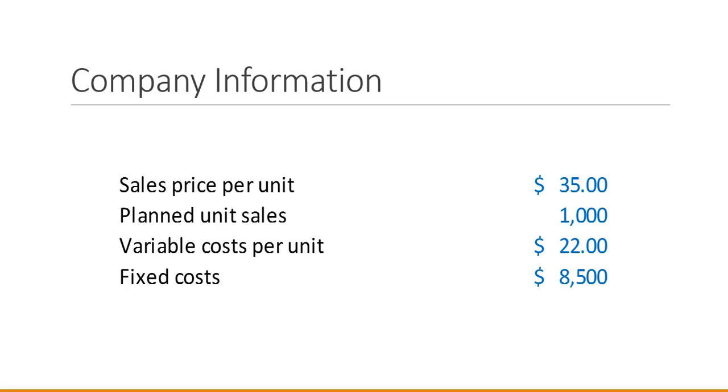Now, in an example, we have 4 data points here: our sales price, the planned unit sales, variable costs per unit, and fixed costs. Notice that variable costs are described as per unit, and that's an indicator that as we sell more units or fewer units, total variable costs will change, whereas fixed costs will not change.